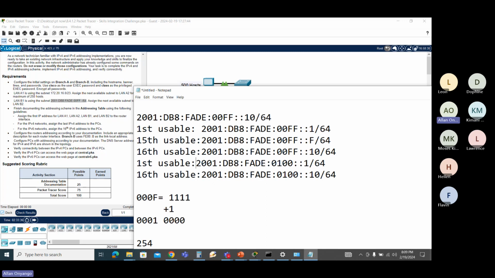IPv6 comes very gradually. It gets very confusing, especially at this point, dealing with 16th, dealing with 50, some of those things. Okay? So I want you to go and try it.